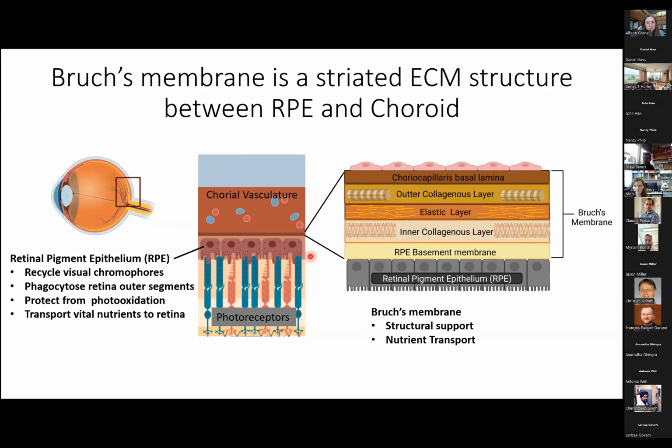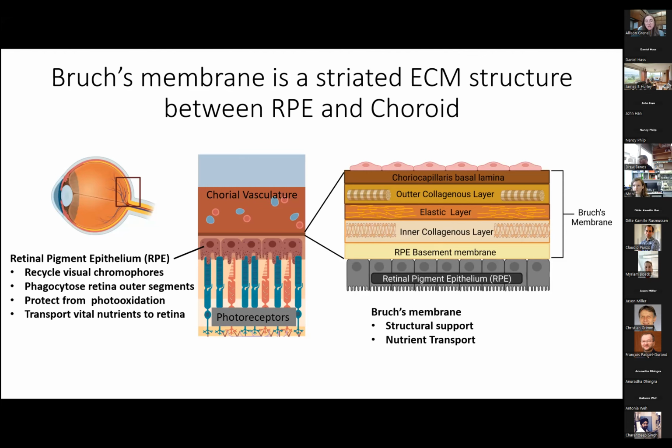But between the choroidal vasculature and the RPE cells is this extracellular matrix structure referred to as Bruch's membrane. And this is a rather unique ECM structure compared to others in the body. It's a bit thicker than most ECM structures, and it also is striated, having layers of different extracellular matrix ligands. And the main function of Bruch's membrane is to provide structure to the RPE and the retina, while also being permeable enough for nutrients to pass through it.